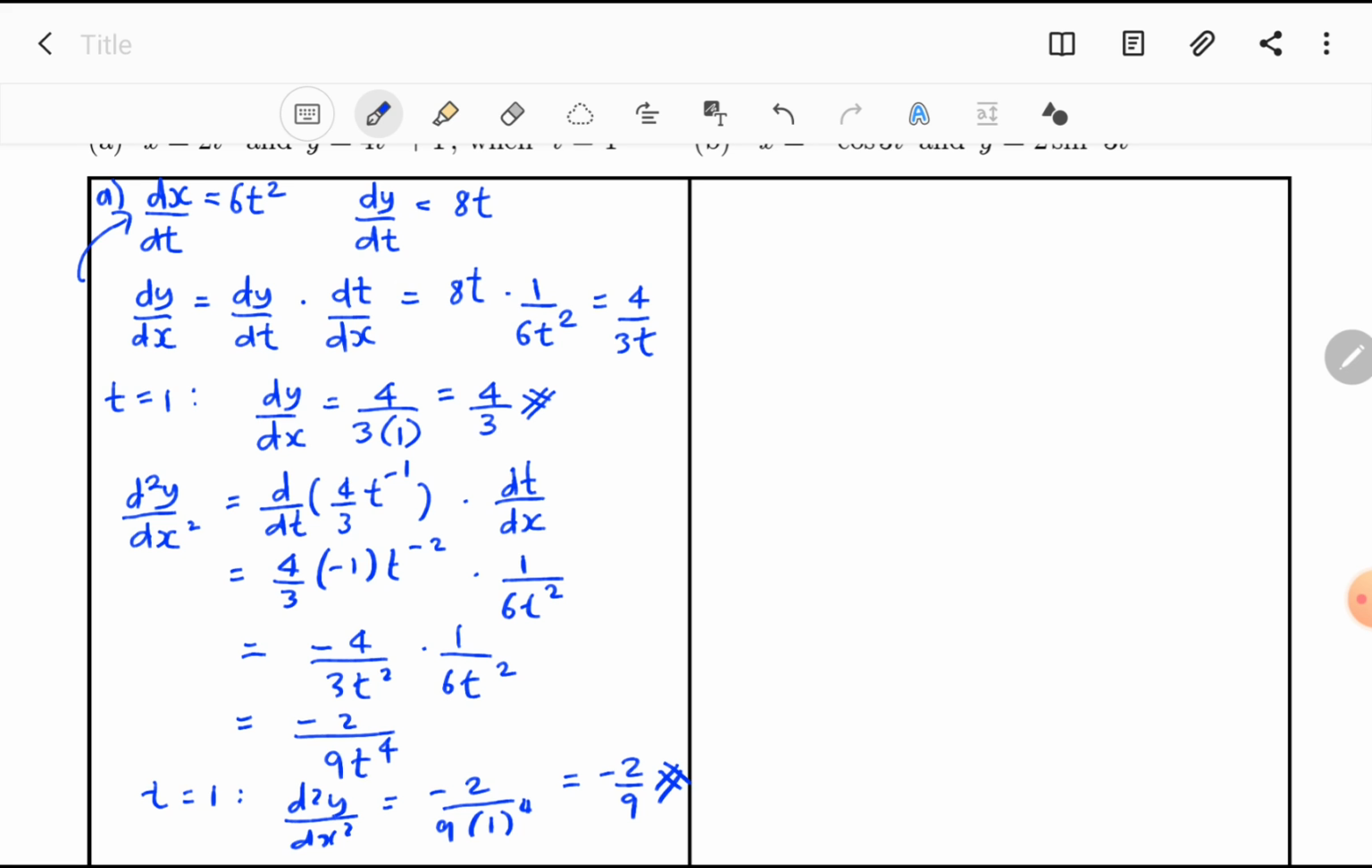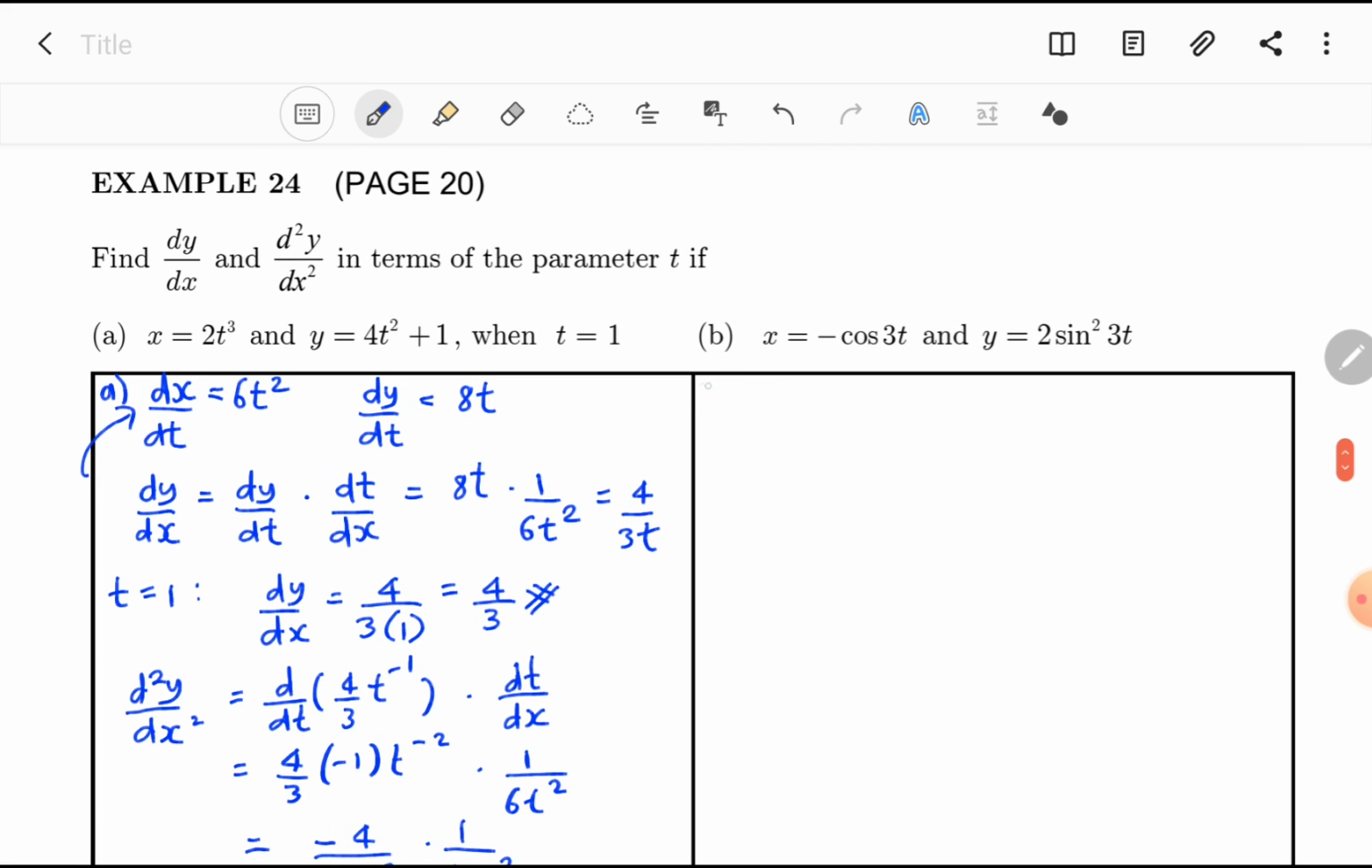Okay, next, for part B, x and y both are trigo functions. So for x, dx/dt equals negative, differentiate cos is negative sine. Negative sine, the angle is 3t. And next, we need to differentiate the angle. So the answer is 3. And we will get negative 3 sine 3t.